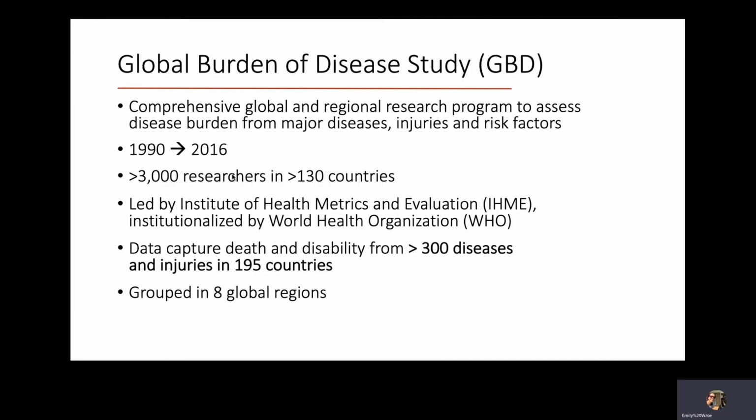So the Global Burden of Disease Study is a comprehensive global and regional research program to assess disease burden over time from major diseases, injuries, and risk factors. It started in 1990. The 2017 data is actually out now. There are more than 3,000 researchers in more than 130 countries, headed up by an institute, IHME in Seattle, and the WHO. They're capturing data on death and disability from more than 300 diseases in 195 countries. So it's a huge amount of data.